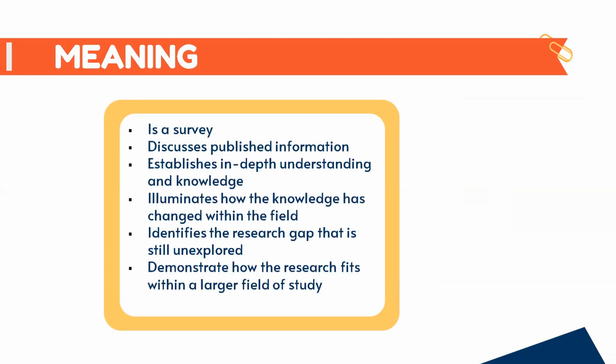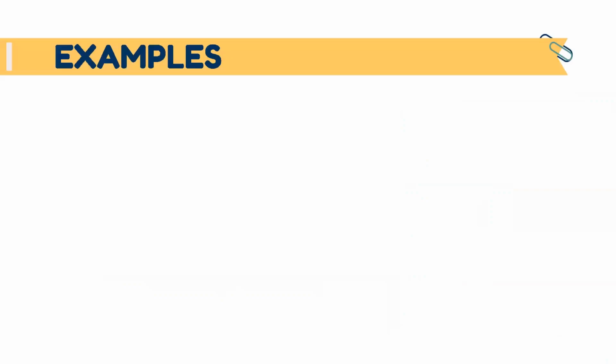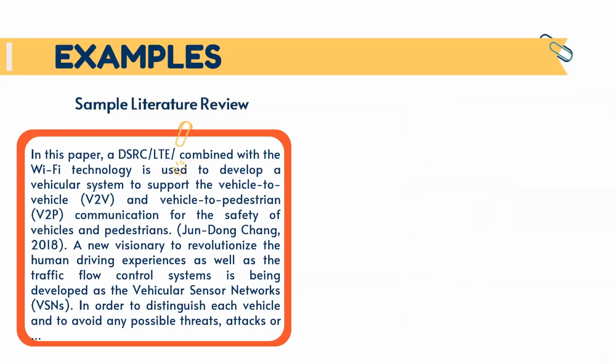Having understood the meaning, let us have a better understanding of writing a literature review with the help of examples. So here I have an example. In this paper, a DSRC LTE combined with the Wi-Fi technology is used to develop a vehicular system. Now, while writing the literature review, it is mandatory that as a researcher, we use terms that could be understood by all readers.